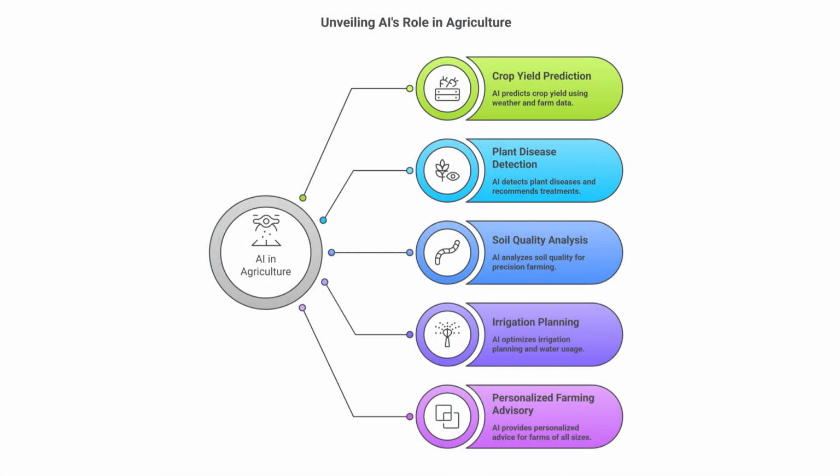Generative AI supports precision agriculture by generating insights from weather, soil, and crop data. It assists farmers in decision-making related to irrigation, fertilization, and disease prevention. These applications improve yield, sustainability, and resource efficiency.